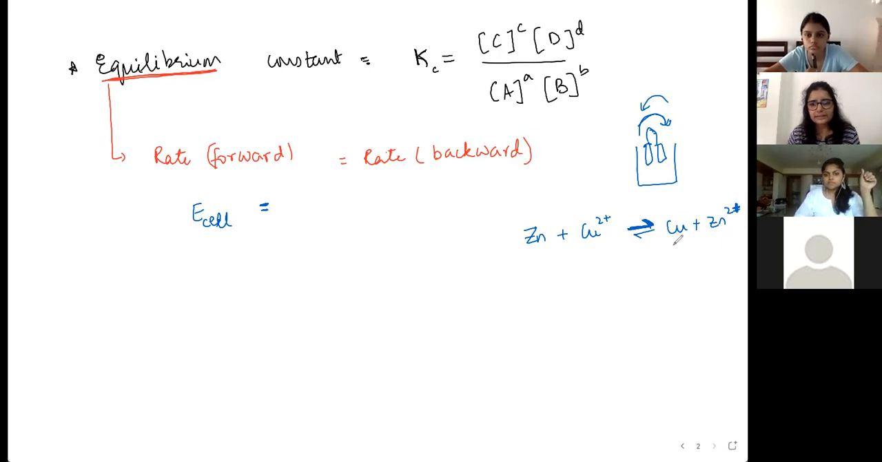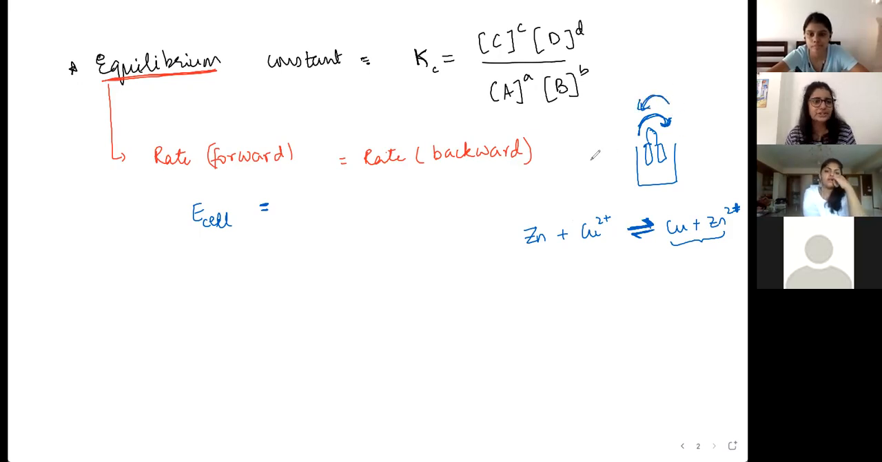But slowly, as this concentration starts increasing, at some point, towards the end of the reaction, because these ions also exist, the backward reaction also can take place. So we define equilibrium when rate of forward is equal to rate of backward. When forward reaction is taking place, zinc is losing electrons, copper is gaining them, and those are the electrons we are capturing as current.